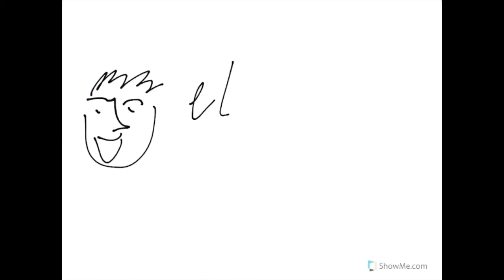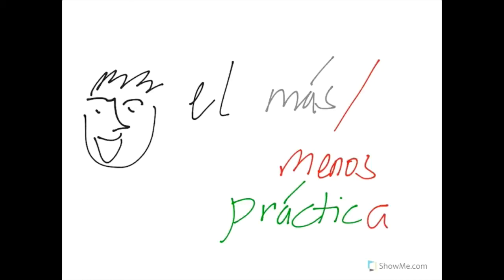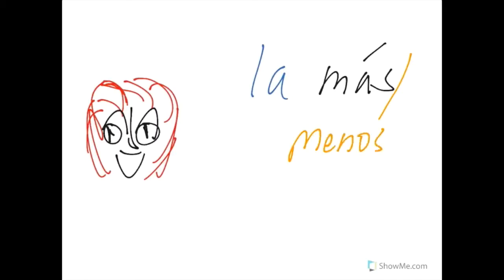Now, let's have a look at it with an adjective coming after it. So, el más, meaning the most, or el menos, meaning the least. Now, we have here, first of all, práctico, which means practical. So the most practical will be el más práctico, and the least practical will be el menos práctico. So let's have a look at feminine. La más, the most, menos again, obviously. So la más práctica. So A on the end this time, meaning the most practical if it's feminine.